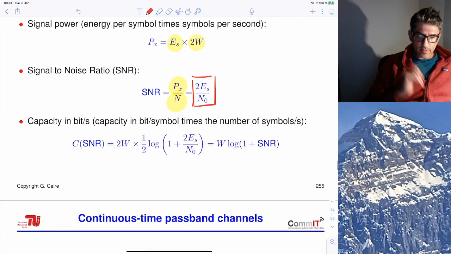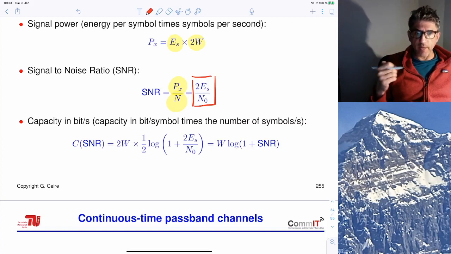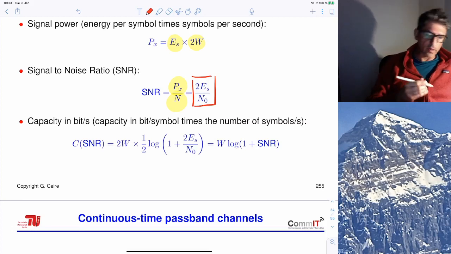So now let's see the capacity of the continuous time channel in bit per second, right? There are no symbols in continuous time. There are seconds. We want to say the bit rate is bit per second. It's megabit per second, gigabit per second. This is how you measure the rates in the real world, okay?